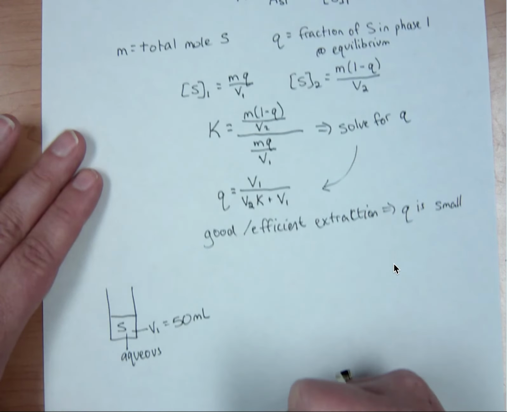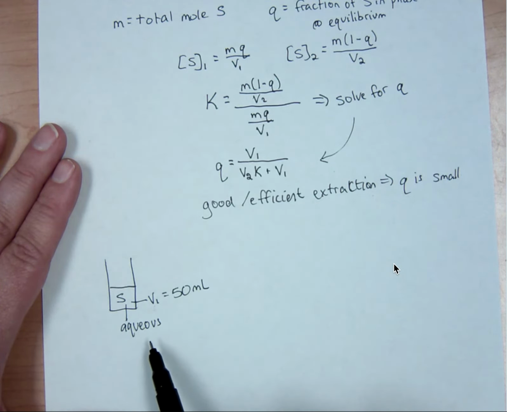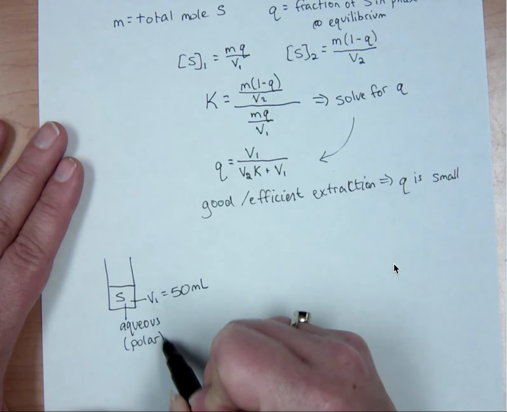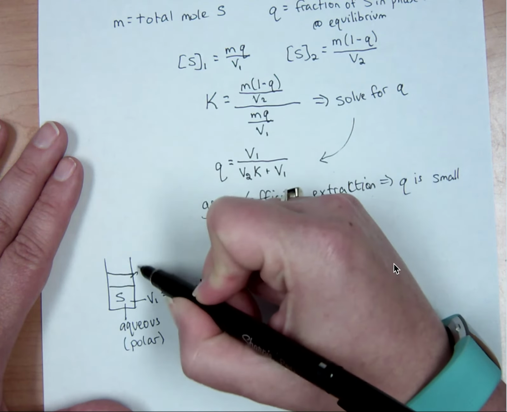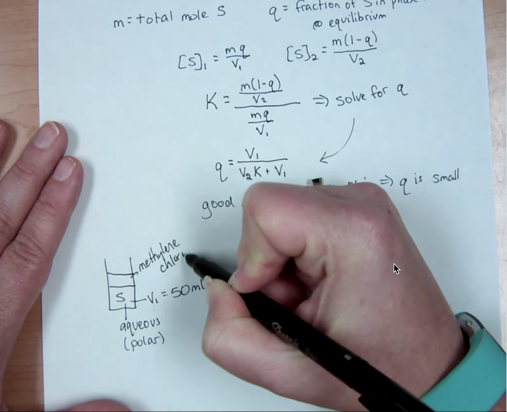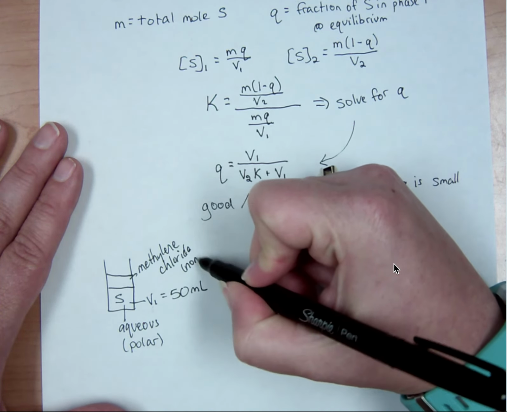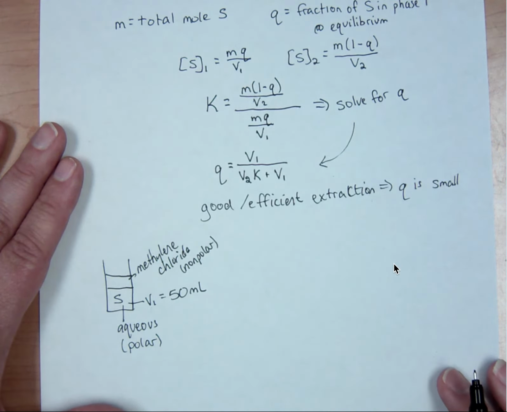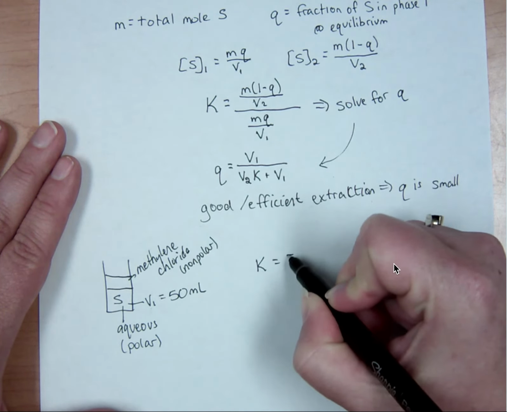Oh, sorry, you can't see my thing. Okay, so we've got our S in a volume of 50 milliliters. This is an aqueous solution, and aqueous means we're in water, so this is going to be very polar. I'm going to try extracting this with methylene chloride. And if you look at the structure of methylene chloride, this is a very nonpolar solvent. We're told that we have a partition coefficient equal to 5.